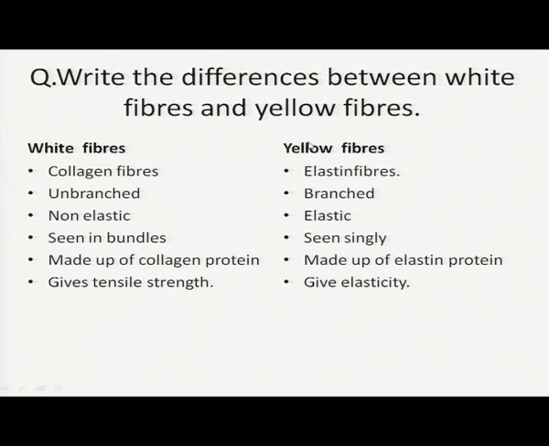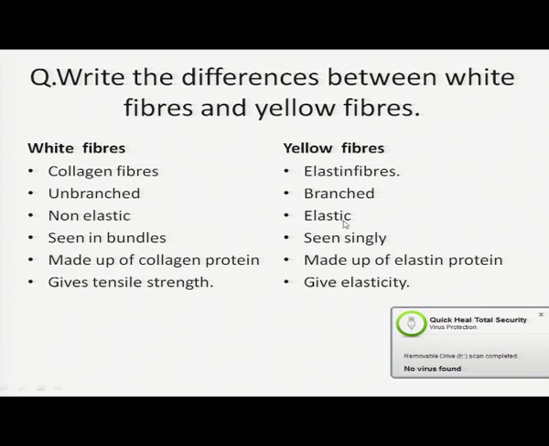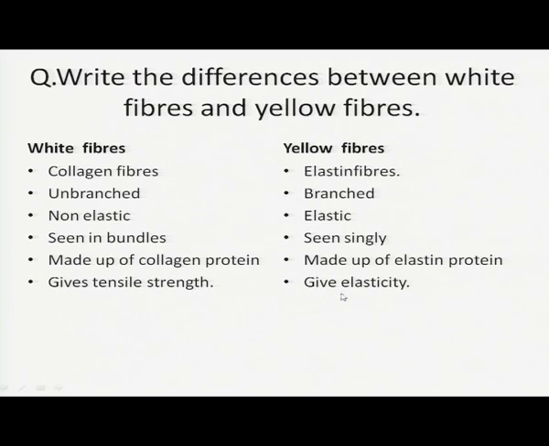Now, the characters of these yellow fibers. They are known as elastin fibers. They are branched ones, they are thin and elastic, seen singly, made up of the protein elastin, and they contribute elasticity.